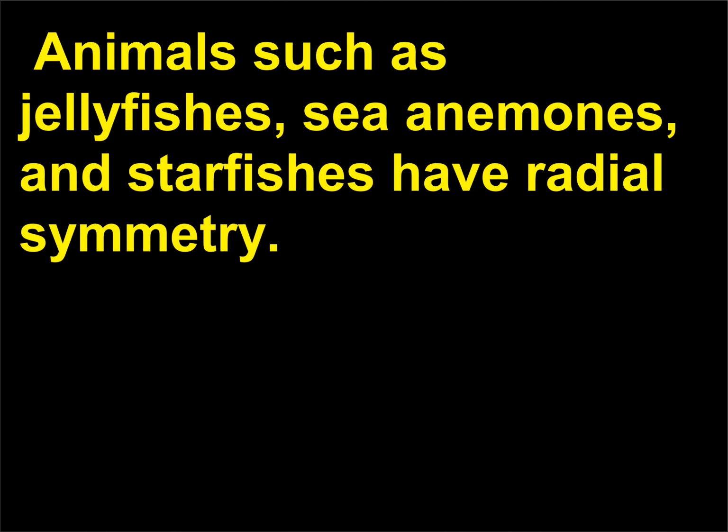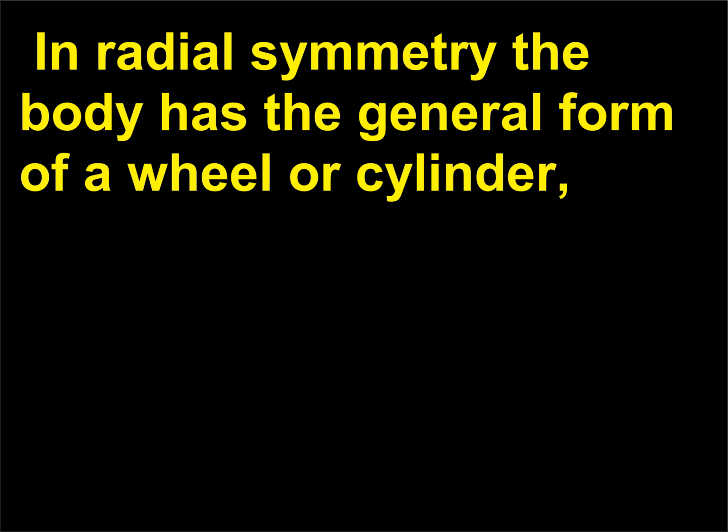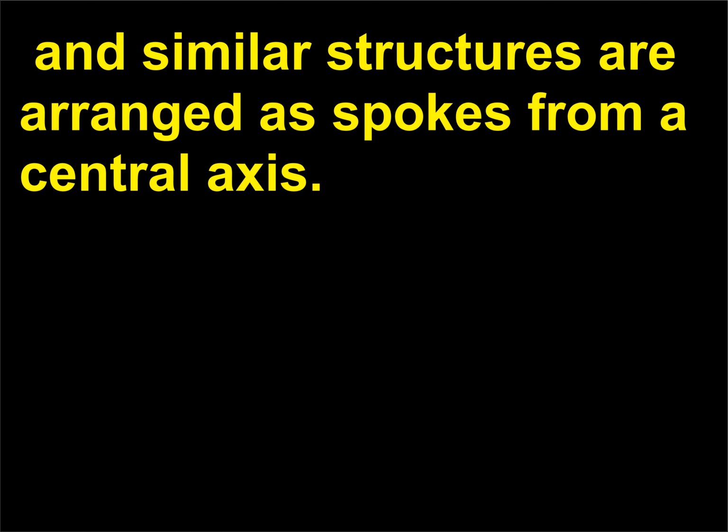Animals such as jellyfishes, sea anemones, and starfishes have radial symmetry. In radial symmetry, the body has the general form of a wheel or cylinder, and similar structures are arranged as spokes from a central axis.